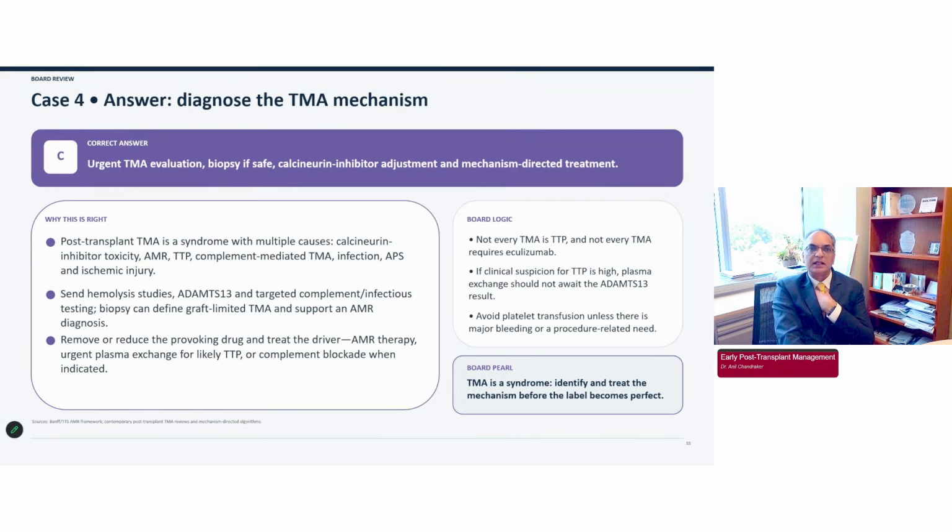Right, so the answer is C. So you have to evaluate it. Clearly, there are multiple potential different causes, and you have to run through the potential causes and then treat the cause.